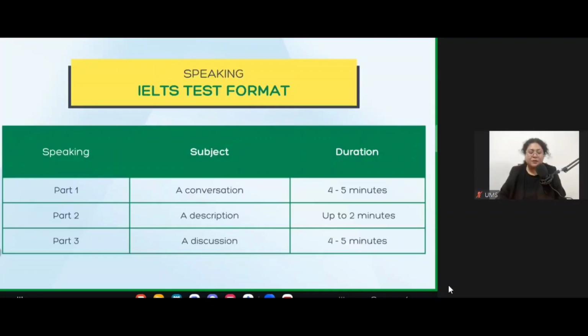But when it comes to the second and the third portions, the third part is a more reflective and a more abstract one. So you have more of these whys. Why do you think students these days, or young adults these days, don't read much? That's something they want to get out of you. So you have to be more expressive and give reflective answers.